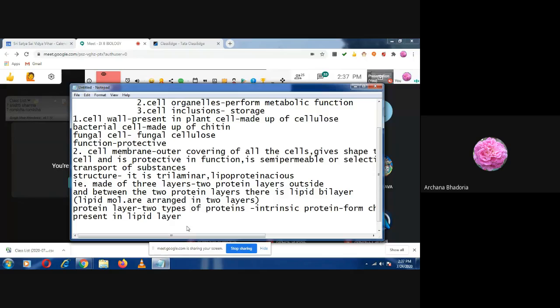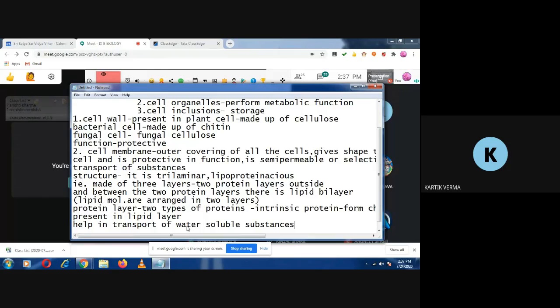So when we are saying forming the channels, so they will help in transport. The intrinsic proteins help in the transport of water soluble substances. Clear to everyone this much? Yes, ma'am. Okay.